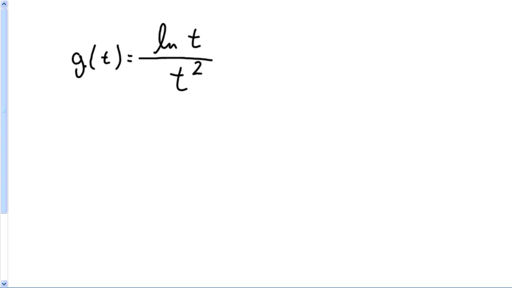Now, what's the first thing that pops into your head on this one? Well, when I see it, I see log t divided by t squared. So I see a u over a v in this one.